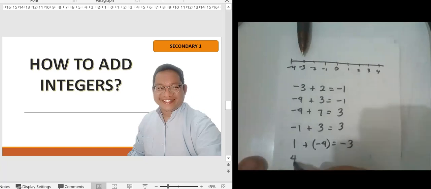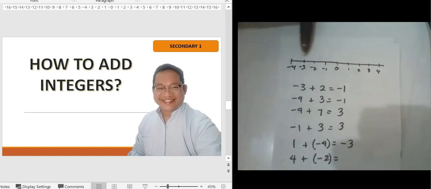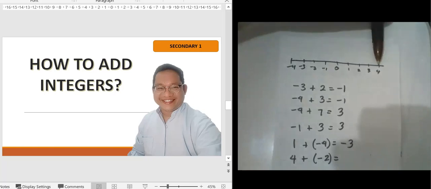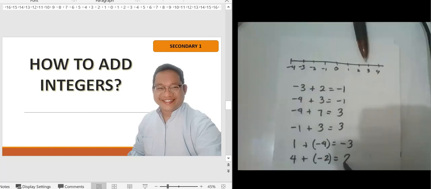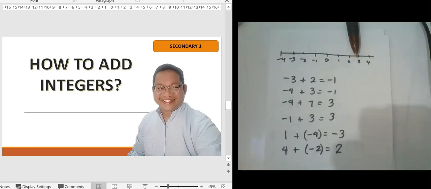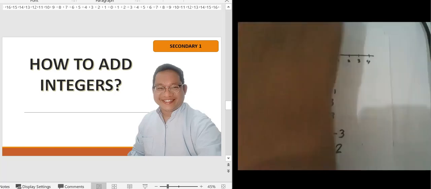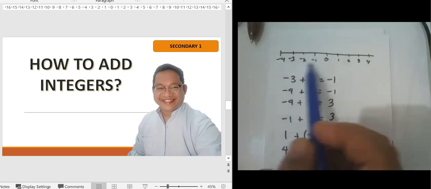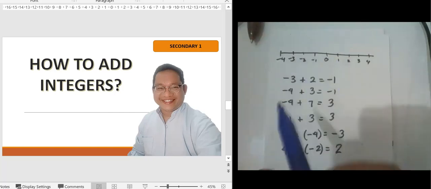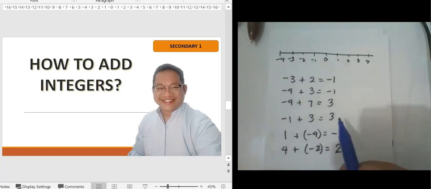Let's try one more example. Suppose you have 4 plus -2. What do you think is the answer? I think for now there's some pattern. So 4 then plus -2 is 2 to the left. 1, 2. So the correct answer is 2. Now, addition is actually easy. It is very inconvenient to draw the number line all the time. So basically, you just need to have a pattern of doing it.